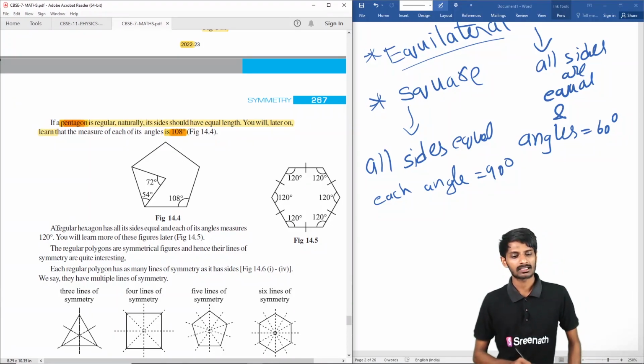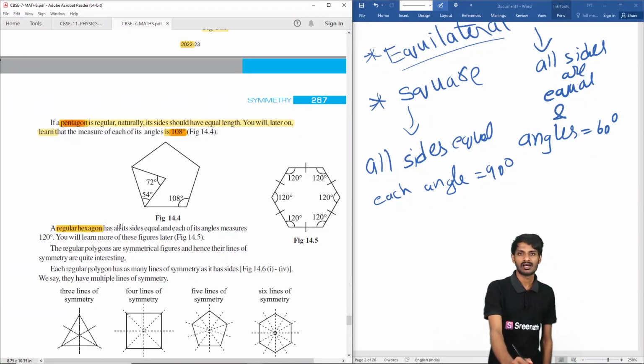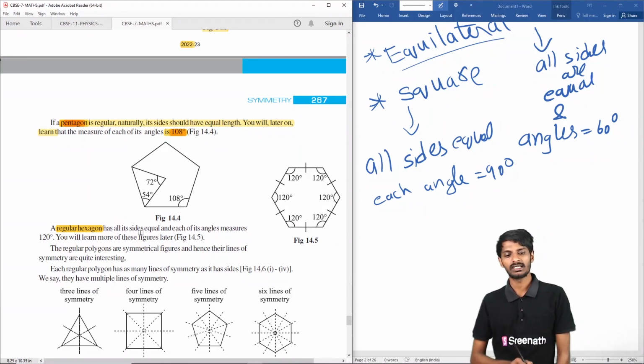Next thing is the hexagon. Is the hexagon regular, students? Yes, obviously, it has 6 sides. Of course, all have equal length, regular.